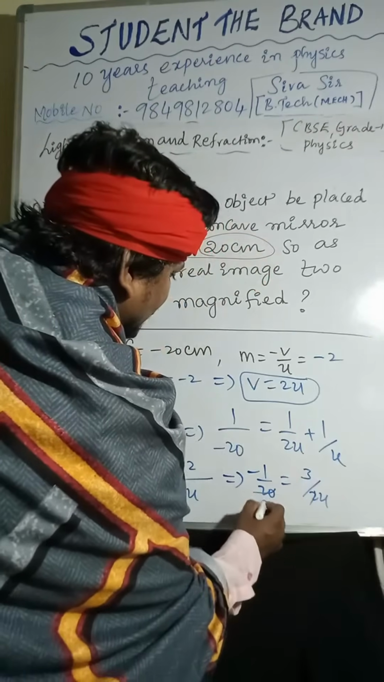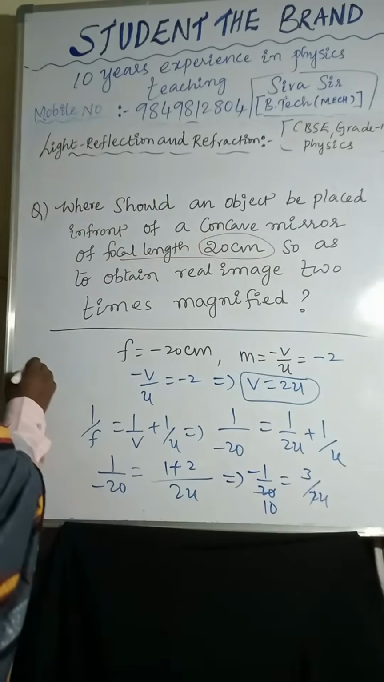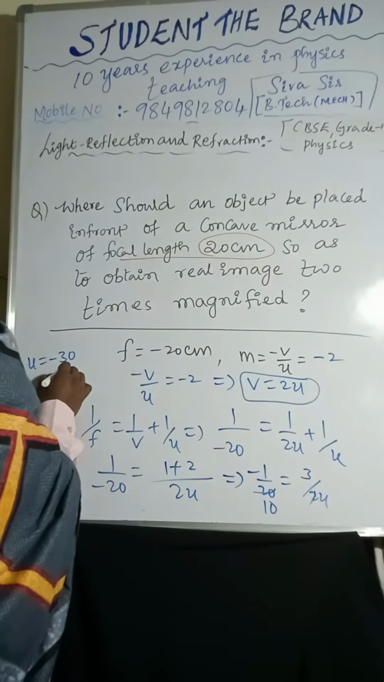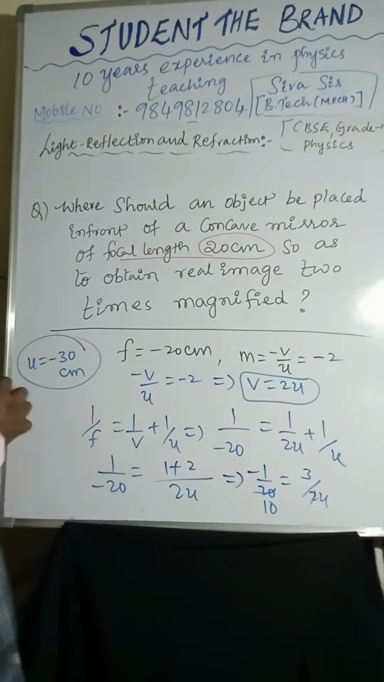So u equals minus 30 centimeter. This is the answer.